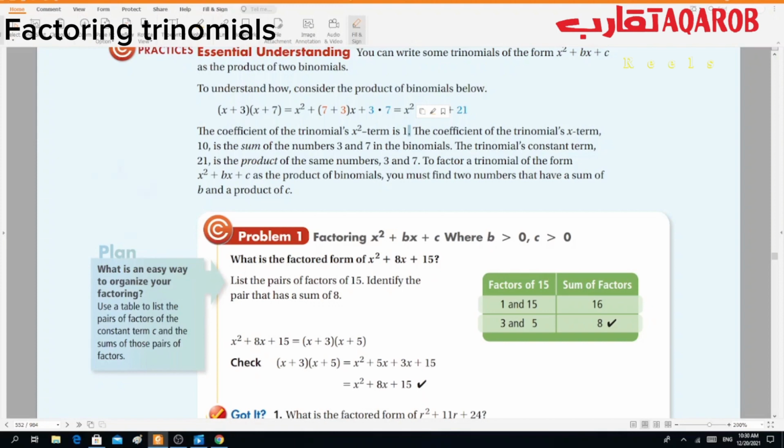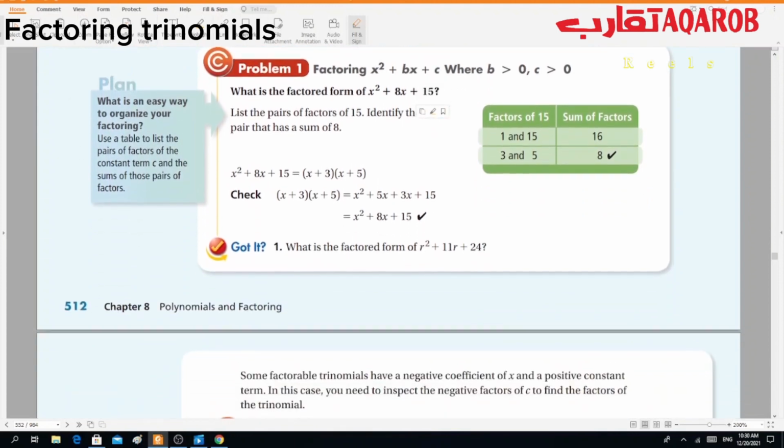So it's easy for me, when I want to factor the trinomial, to keep in my mind that when I want to find the constant, I multiply the last numbers, I multiply the constants, or the second terms in the binomials.